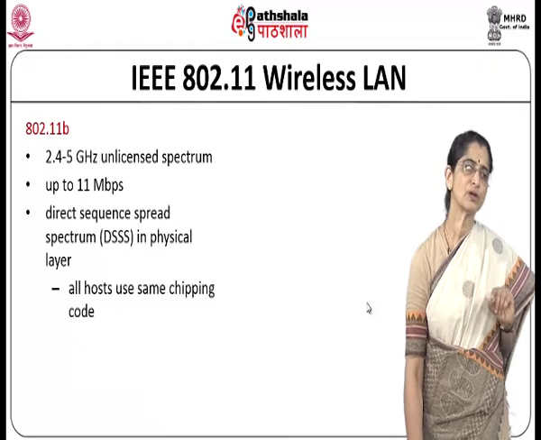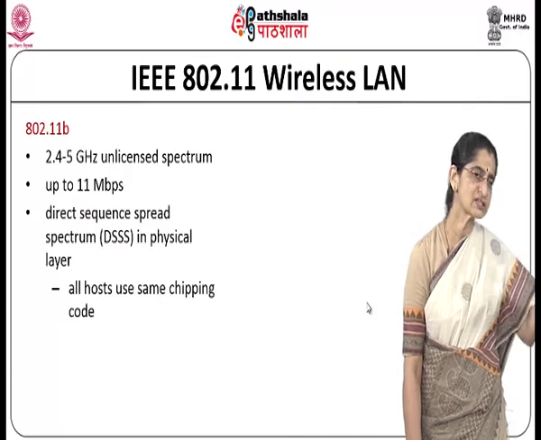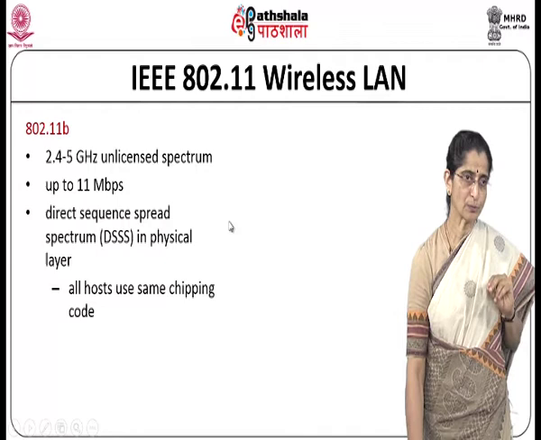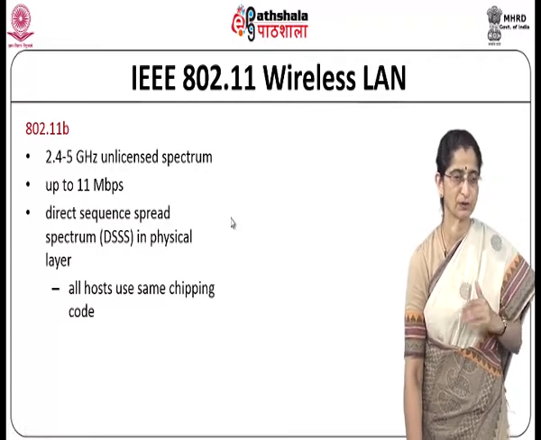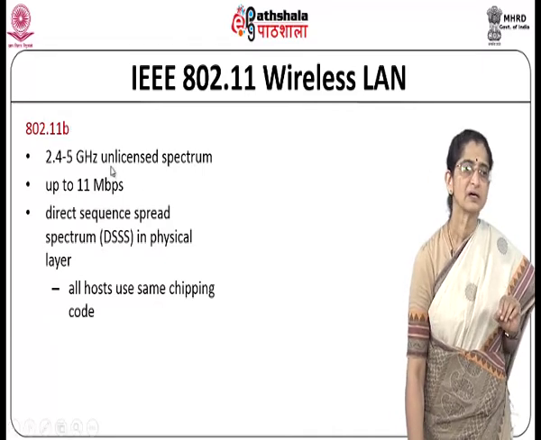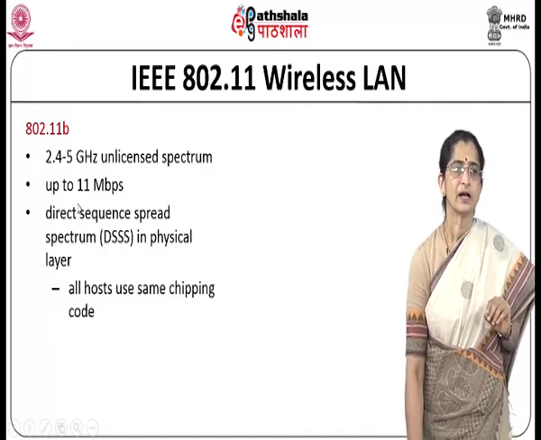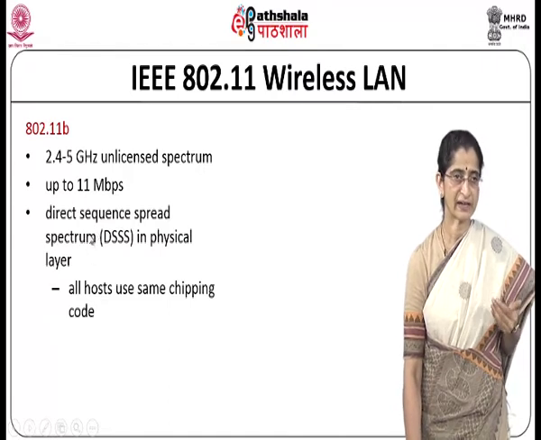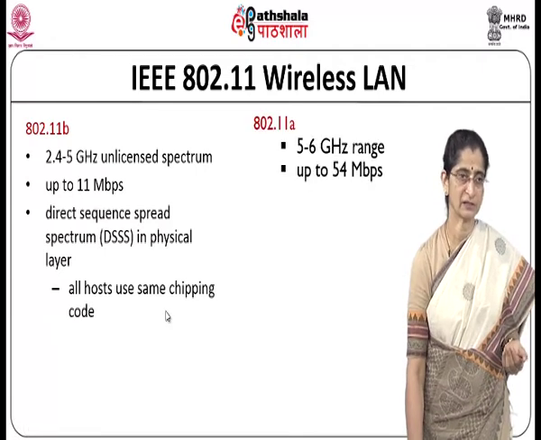Now we will look at the IEEE 802.11 wireless LAN protocol and see how these different problems are handled by this particular standard. If you look at the 802.11 standard, there are multiple versions of this protocol. You have 802.11b, which operates in the 2.4 to 5 gigahertz unlicensed spectrum. You get data rates of up to 11 megabit per second. It uses what is called direct sequence spread spectrum at the physical layer, where different hosts use the same chipping code in order to transmit their data.